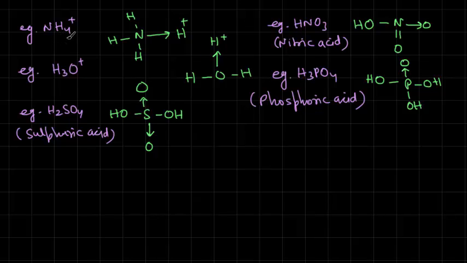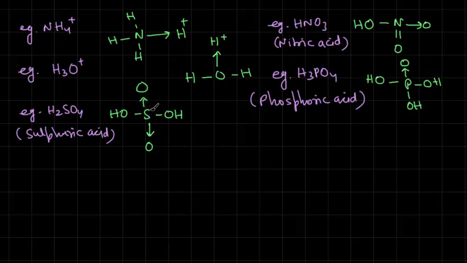Some more examples. NH4 plus. Nitrogen has 5 electrons in its valence shell. Normal covalent bond: one is given here, one is shared here, one is shared here. So 3 are shared, and it is left with 2. Both of them are donated to H plus. H3O plus. H2O is already a stable water molecule. Now the oxygen is left with 2 more electron pairs, so one of them is given to H plus.